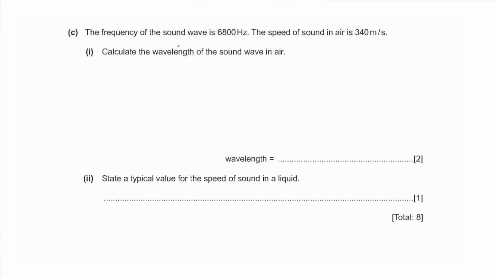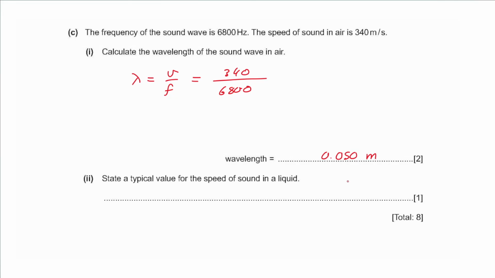Part C says the frequency of the sound wave is 6800 Hz. The speed of the sound in air is 340 meters per second. Calculate the wavelength. The wavelength is equal to speed divided by the frequency. We have the speed 340 and the frequency 6800. That gives an answer of 0.050 meter.